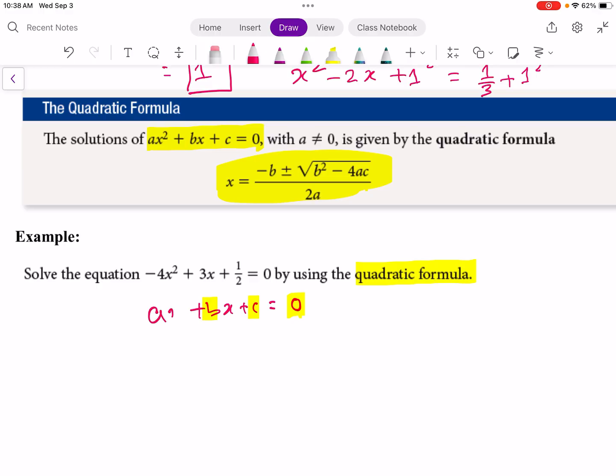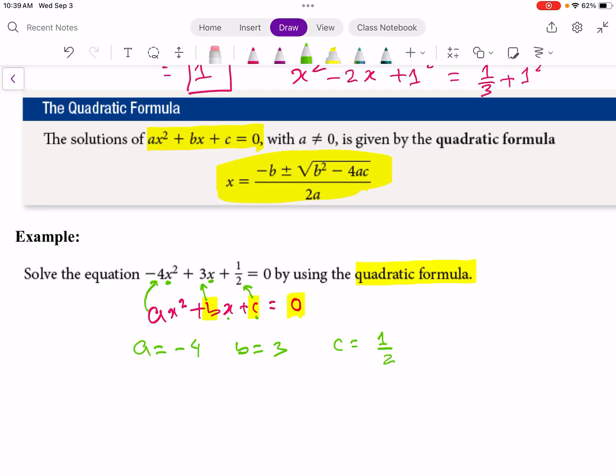Now in our case, what is a? a is the coefficient of the x squared term. So what do we have as the coefficient of the square term? Its coefficient is -4. So a is -4. The coefficient of x is b, and the coefficient of x is 3, so b is 3. c is the constant, and so 1/2 is the constant. c is 1/2. Make sure you have 0 on one side, then that is your standard equation.